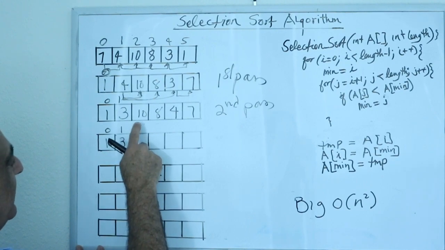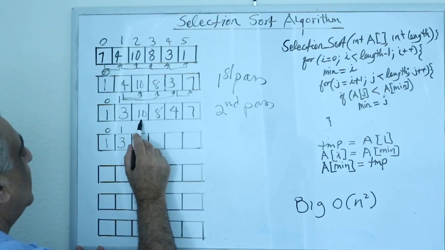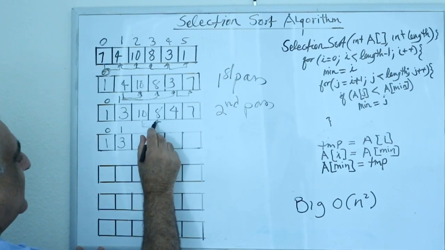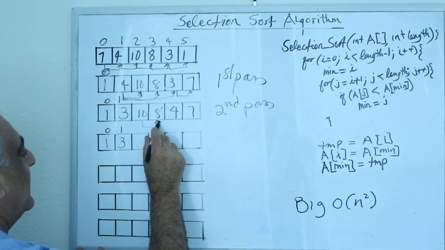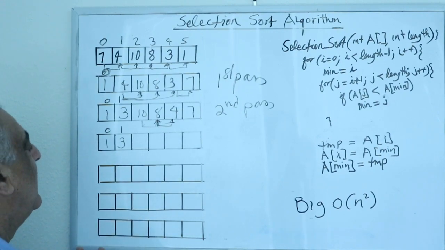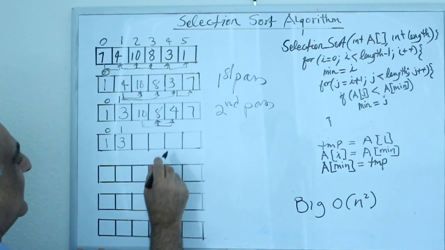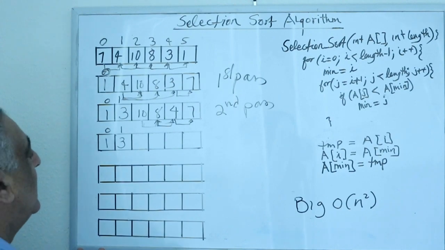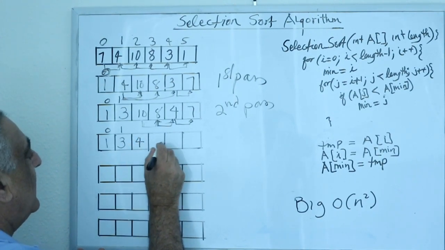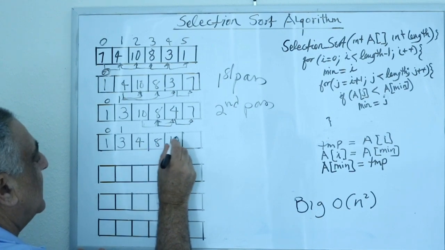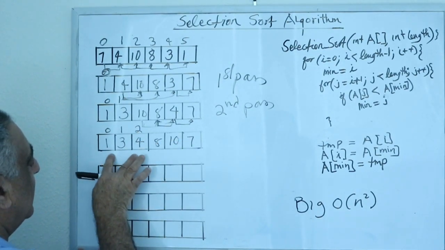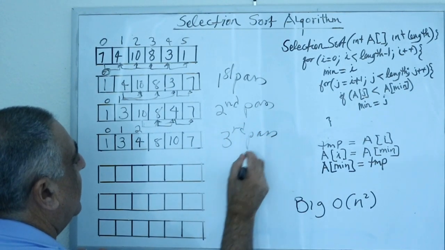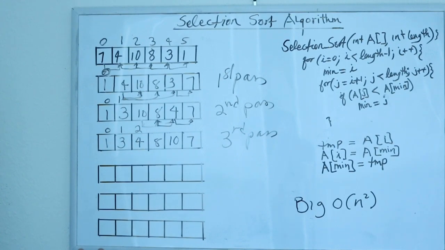So I pick up index 2. The element at index 2 is 10. Is 8 less than 10? Yes. Okay, so I'm going to take 8. Well, I need a number smaller than 8 for the rest. 4 is less than that. So now 4 is the smallest so far. Then I compare with the rest. Is 7 less than 4? Nope. So I'm going to swap 4 with 10. See that? So now I have the third smallest number in its proper position. Now that's my third pass.